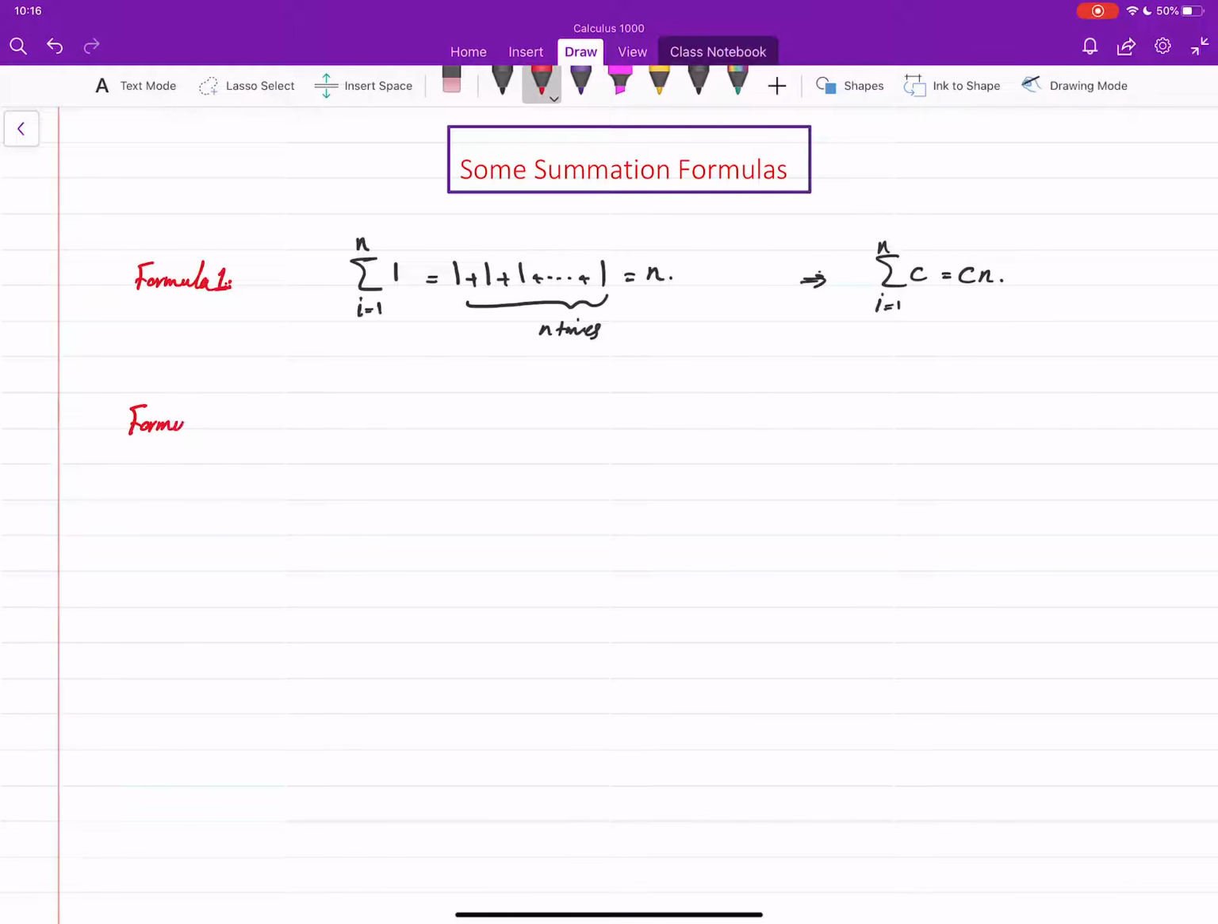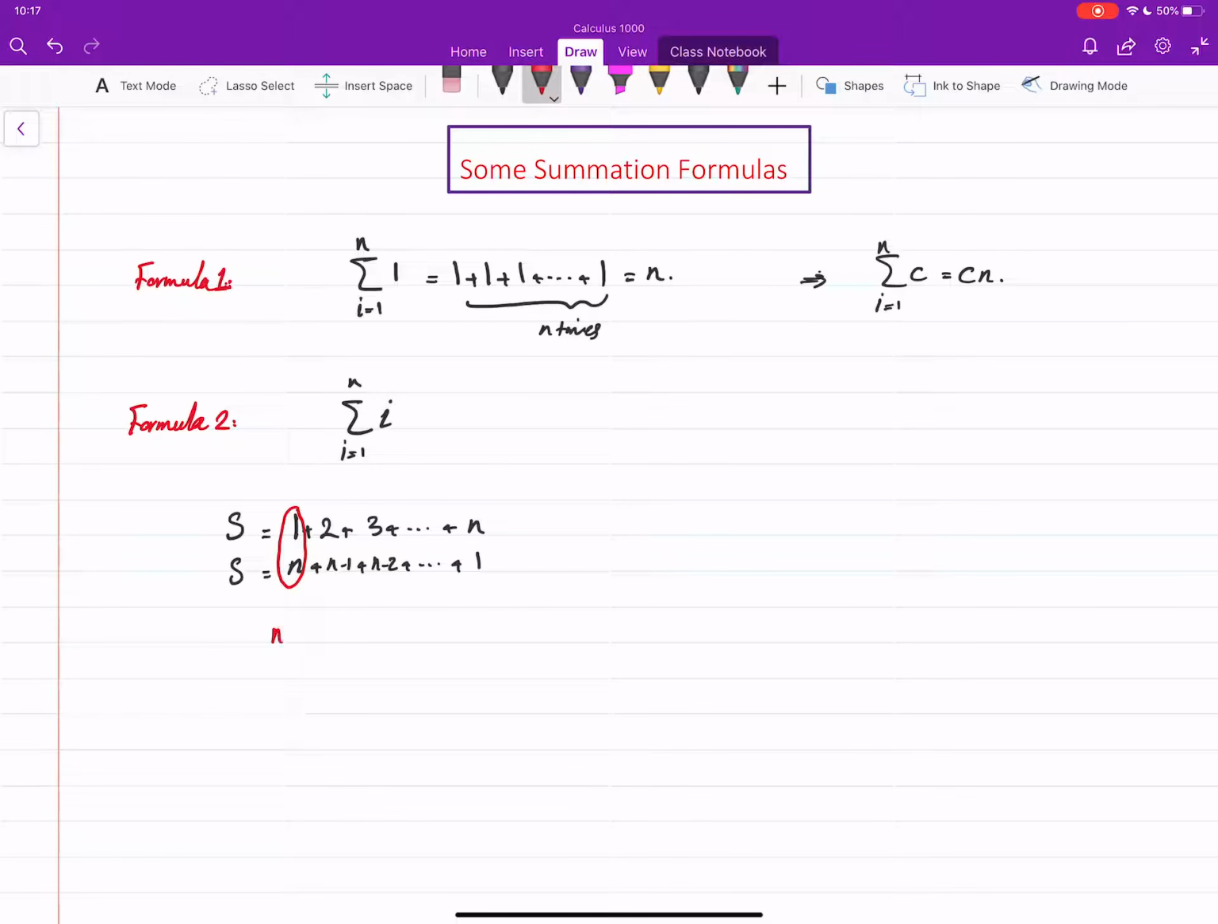Formula 2 is another interesting formula: the sum of i going from 1 to n. It means that you add 1 plus 2 plus 3 up to n. The trick which gives us the formula is a very nice trick. You write it this way. This is the value we want to find. Also, this works the same way if I start from n, then n minus 1, then n minus 2, up to 1. So you add now the first column.